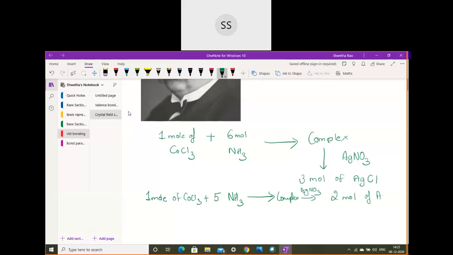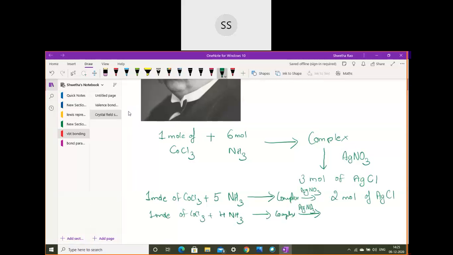5 radicals of ammonia he has taken, okay, and a complex was formed. The complex was made to react with silver nitrate, AgNO3. He got only 2 moles of silver chloride, AgCl, getting precipitated out, okay.